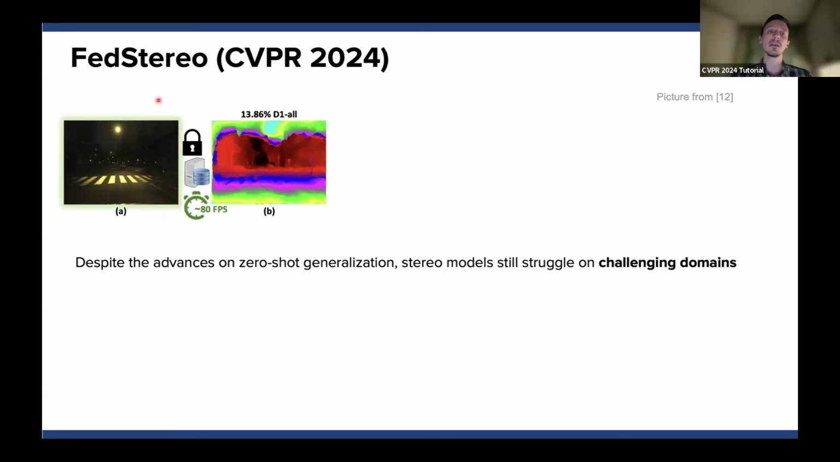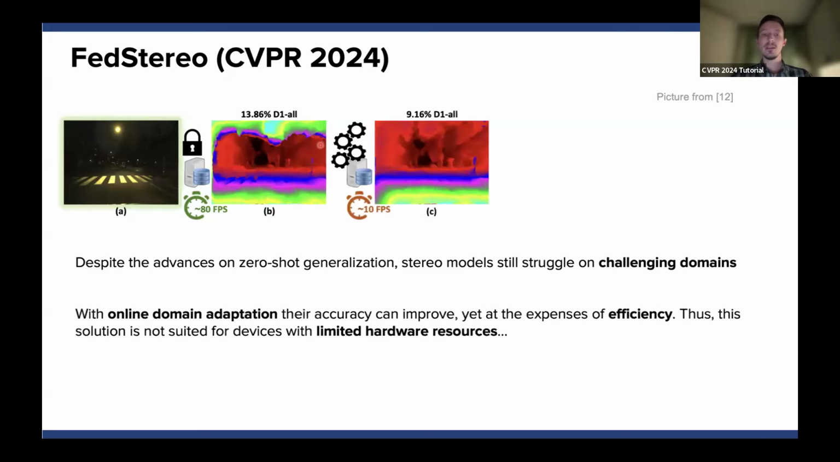So assuming that we can generalize with some good training practice, we still can face some domains that are much more challenging compared to others. And as we can see in this example, here we are facing some nighttime images, which are very, very different from anything we have seen so far. And if we deploy a compact architecture that is designed for running in real time, even if this network has been trained with the best practices for achieving generalization, the performance would not be that good. So what we can do is run online domain adaptation according to our previous work published in CVPR 19 that I will recall in a while.